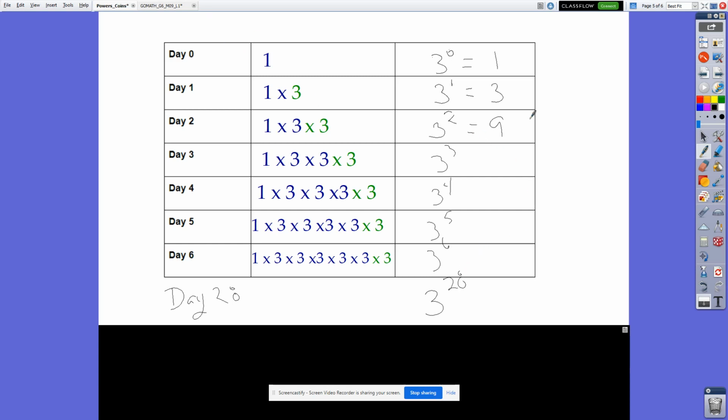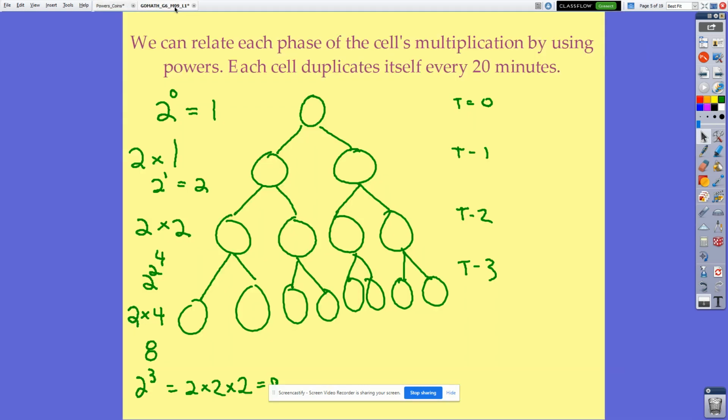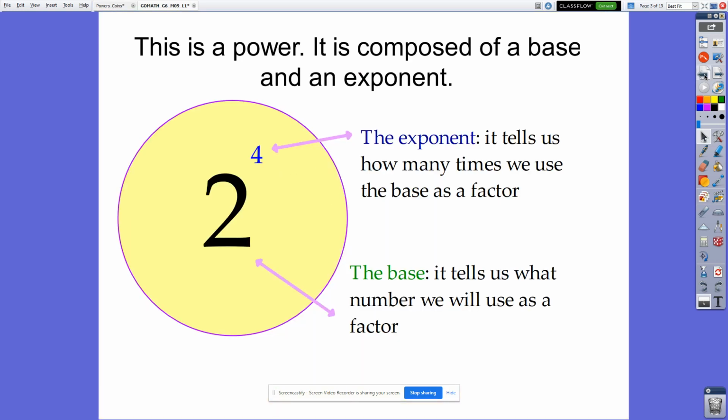All right, something else important that I wanted to talk to you about is a little bit of vocabulary. This should definitely go into your math notebook. This is a power, and a power is composed of a base and an exponent. 2 is the base. It tells us what factor we're using. And then the exponent tells us how many times that factor is going to be used, or how many times the base is going to be used as a factor.